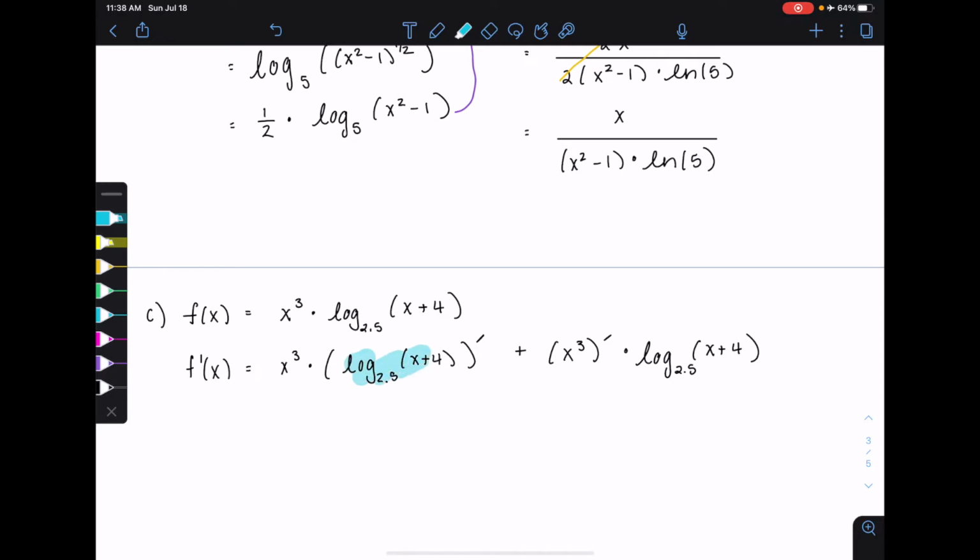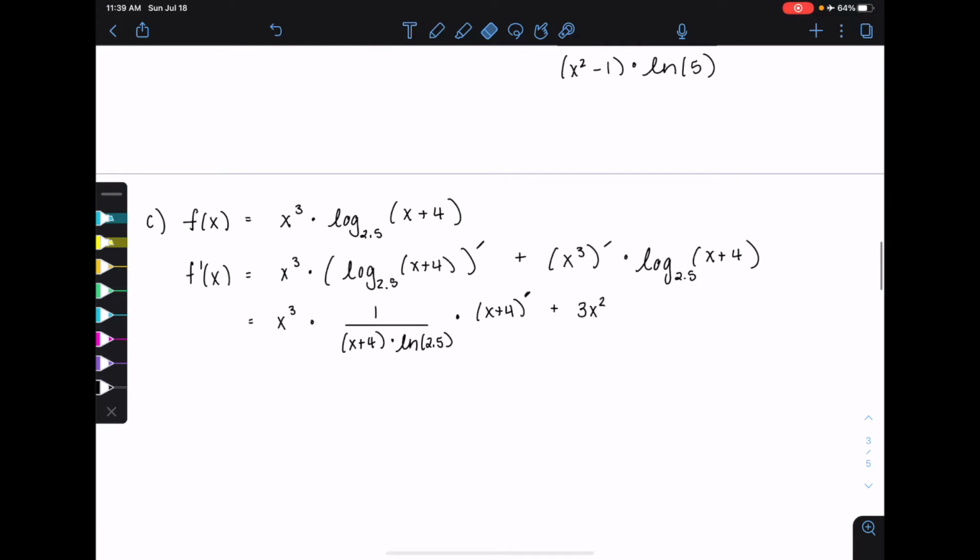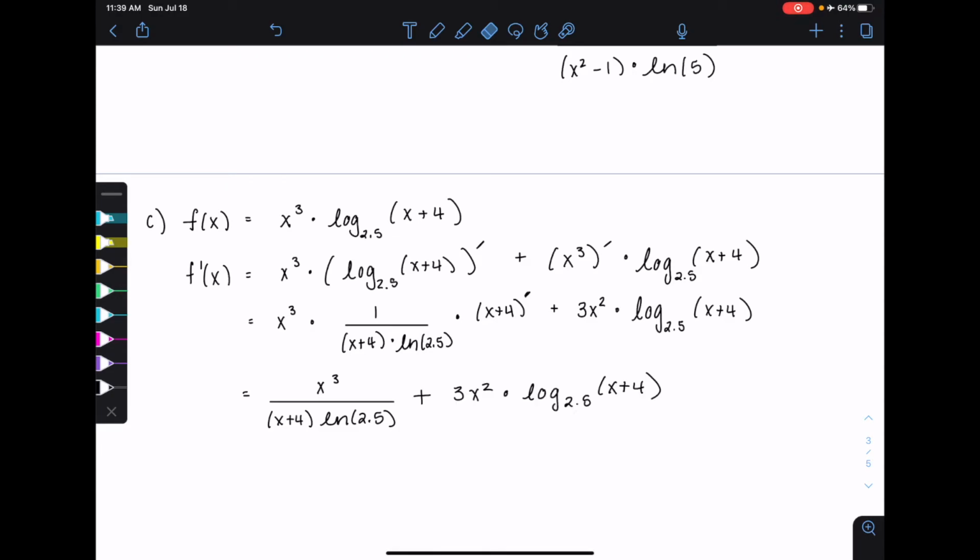And then to go through the derivative of this expression, I am going to have to go through chain rule in combination with these logs. So I have something other than x on the inside. So that gives us x cubed. We get 1 over the inside function multiplied by the natural log of the base. Chain rule multiplied by the derivative of x plus 4. Derivative of x cubed is just 3x squared, so we get that times that logarithmic function. The derivative of x plus 4 is just 1, so the front piece is just x cubed divided by x plus 4, ln of 2.5, and then you keep that second piece as is.